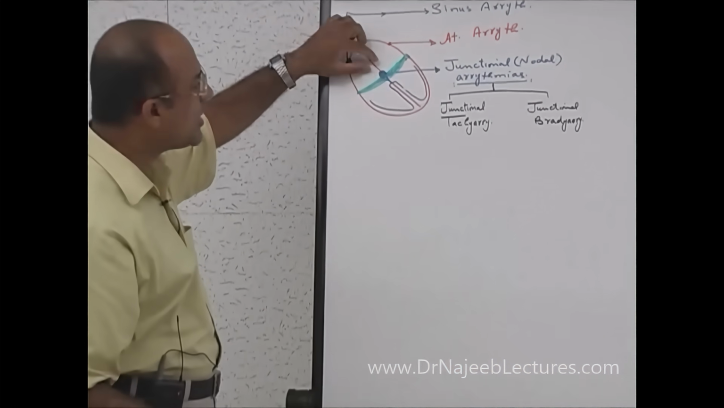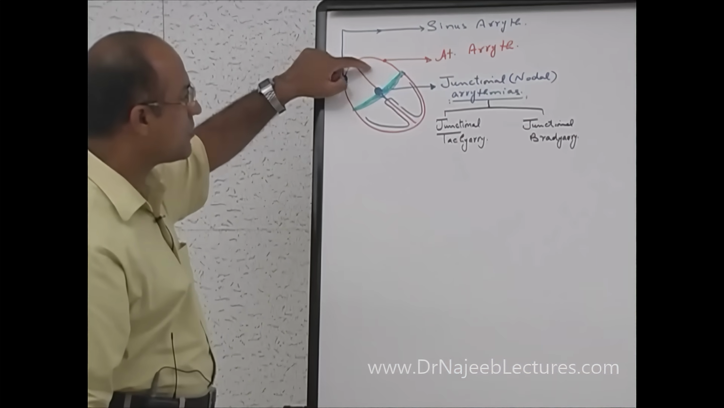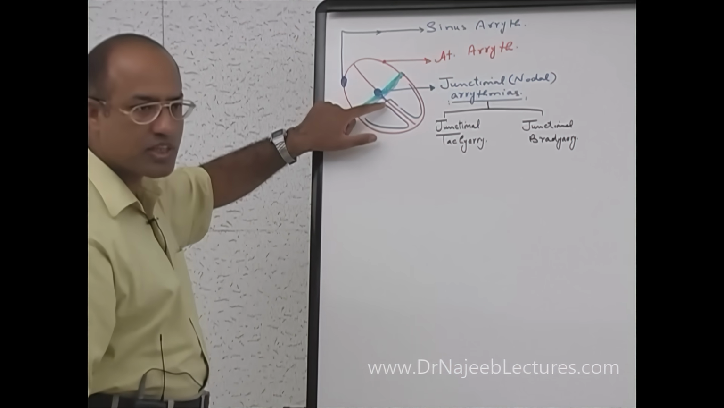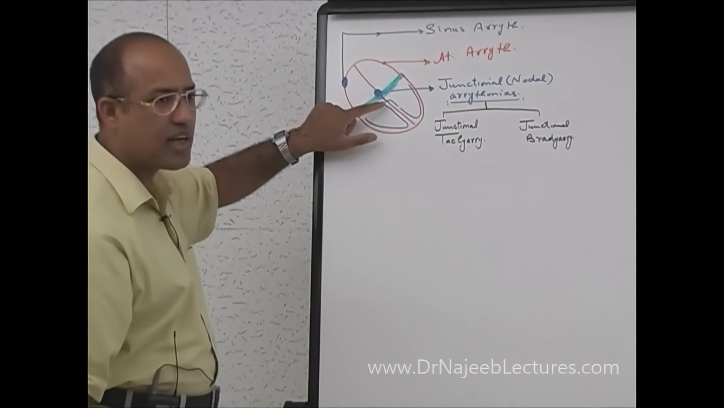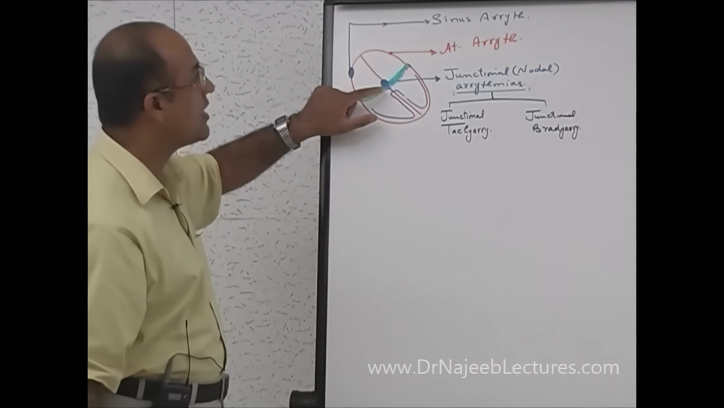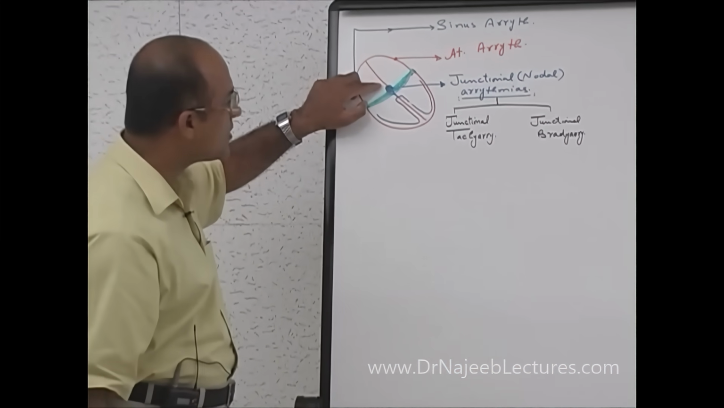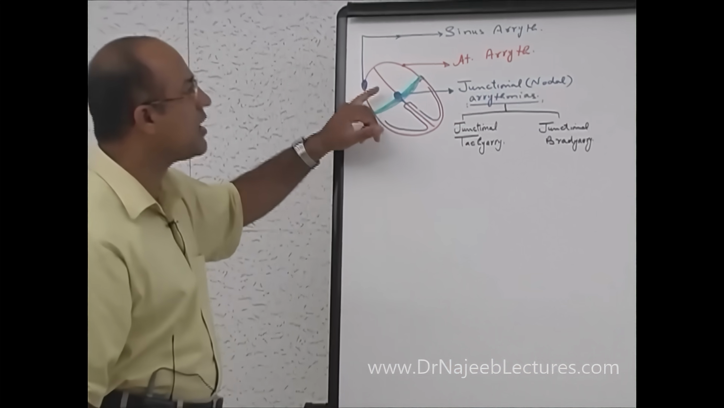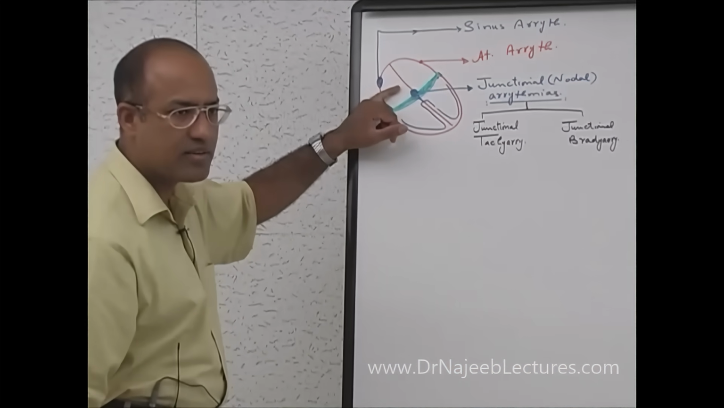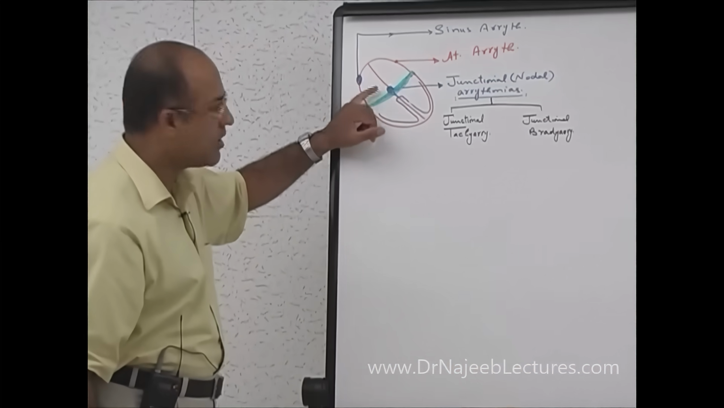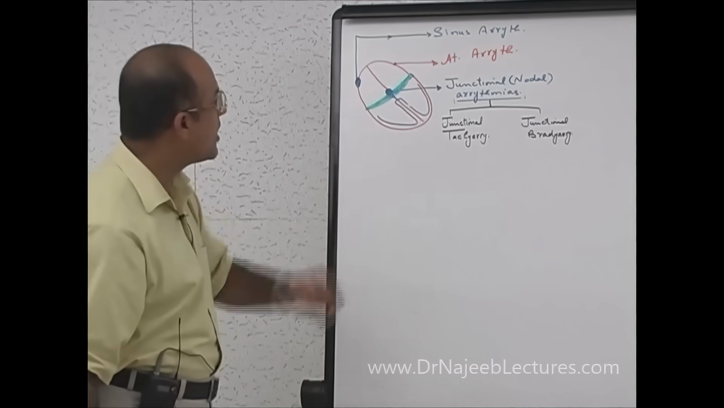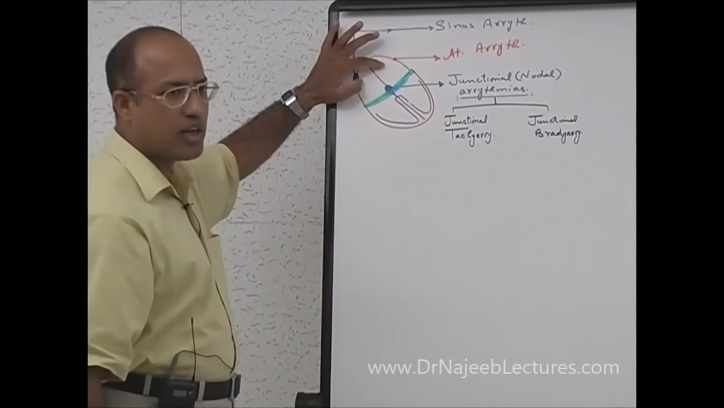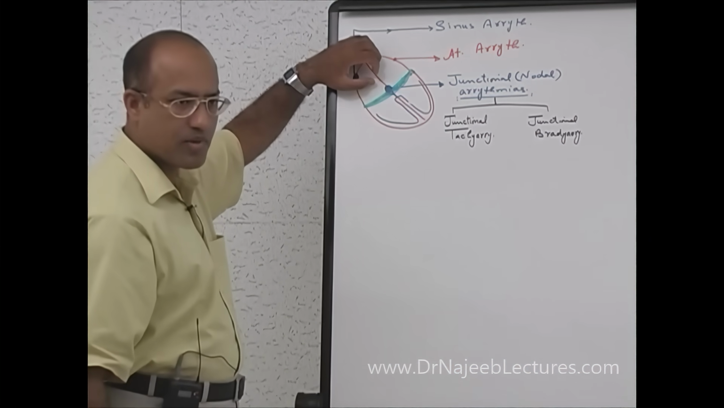It means the only area through which current can pass from the atria to the ventricle is the AV node. So we can say the AV node is a specialized electrical window or specialized electrical connection between the atria and the ventricular system, right? In a normal heart, there is only one electrical passage, that is the AV node and bundle of His, from the atria to the ventricle.